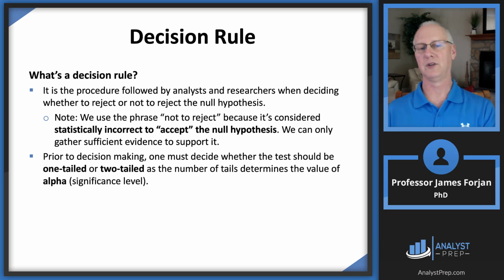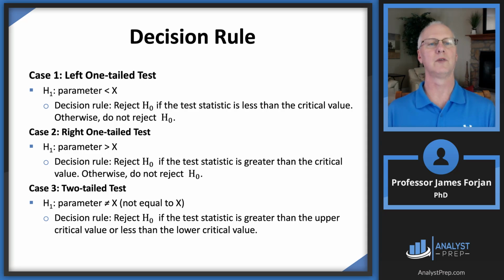And of course, prior to the decision, we need to decide whether we're going to do a one- or two-tailed test. All right, so here are the three cases. Let's suppose that we have a one-tailed test and we're concerned about the left. So we're concerned about everything down on the bottom left. The decision rule is to reject the null hypothesis if the test statistic is less than the critical value. Otherwise, do not reject the null hypothesis. And then, of course, just the opposite holds true for the one-tailed test over on the right. If the test statistic is greater than the critical value, then we reject the null hypothesis. And then the two-tailed test is to reject the null hypothesis if the test statistic is greater than the upper critical value or less than the lower critical value.